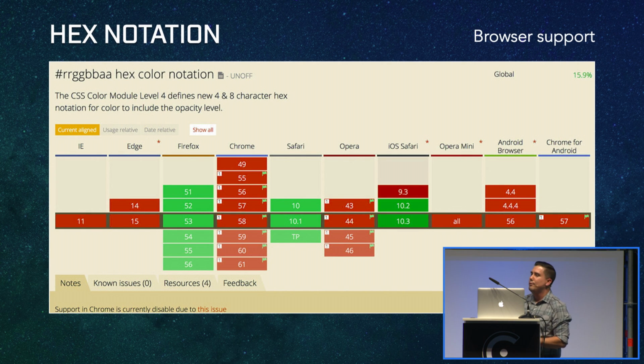Now, browser support for 8-digit hex is currently limited. It's limited to Firefox and Safari, but you can also use it in Chrome if you've enabled the experimental web platform features.